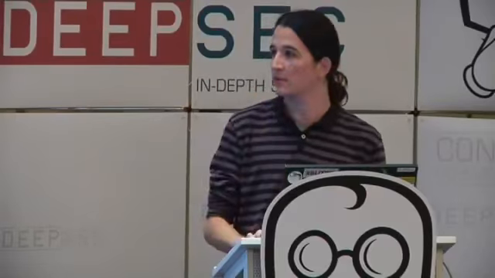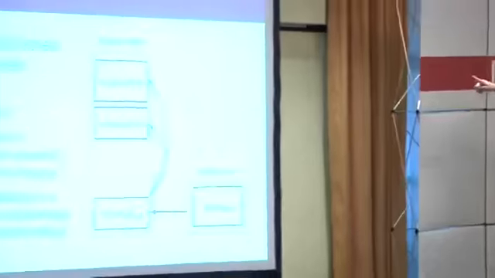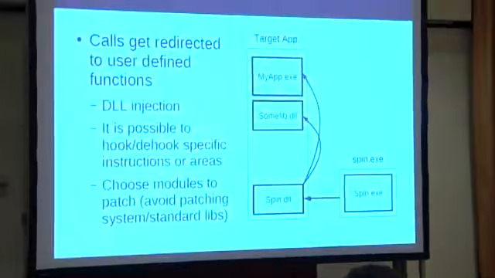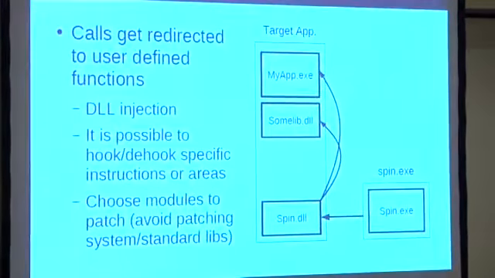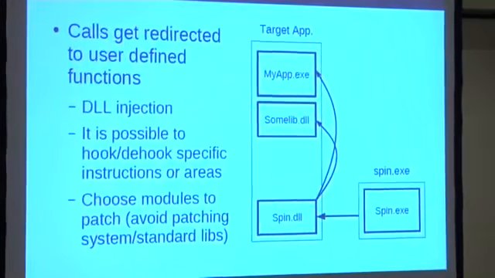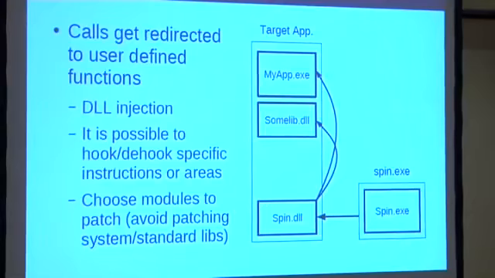Well, I think we'll see better in this example. So this is the target application. And what I do is I inject a DLL inside the address space. And in order to inject that and do some other things necessary to inject the DLL, I have to use an executable, which is called spin. And once the DLL is injected in the address space, it starts modifying the application or even the library's DLL. So it can access all the machine code it wants.